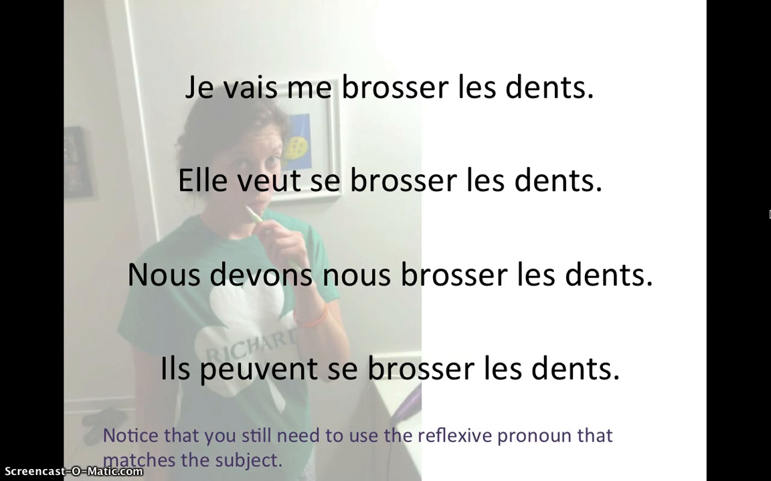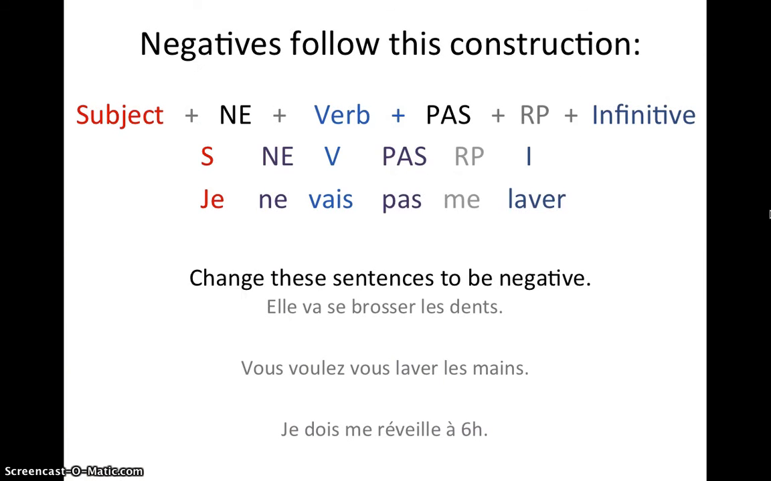So you conjugate the first verb, choose the reflexive pronoun that matches the subject, leave the second verb in the infinitive. If you want to make it negative, follow the same rule. Okay, but this time the reflexive pronoun is not in the ne pas sandwich. So you have the subject, the ne, the conjugated verb, the pas, the reflexive pronoun, and then the infinitive. So instead of saying je vais me laver, we have je ne vais pas me laver.